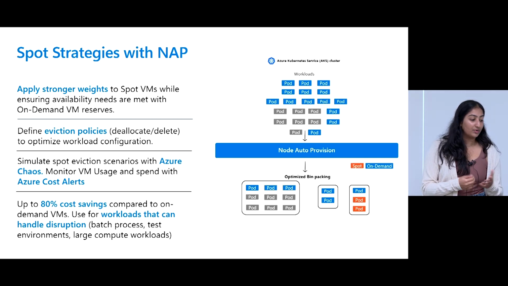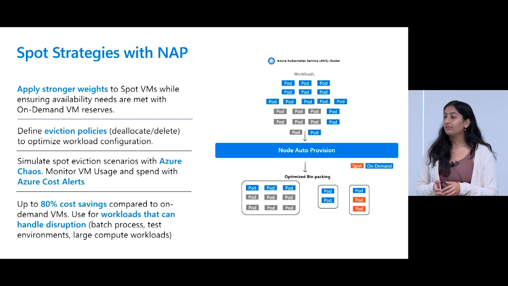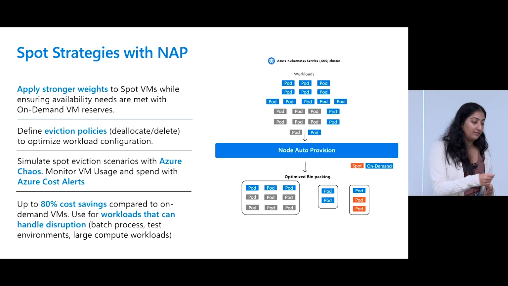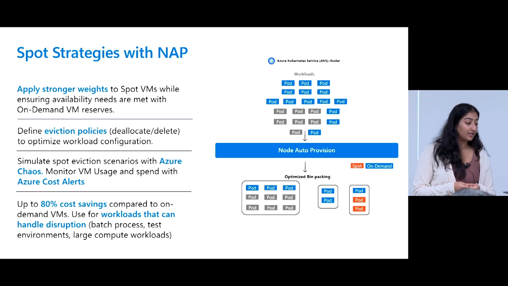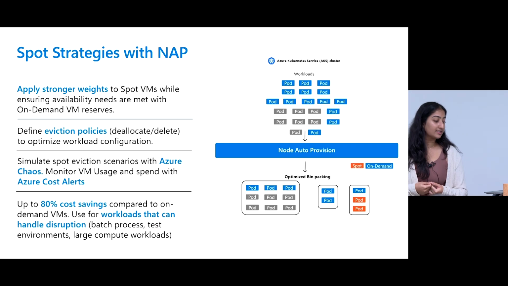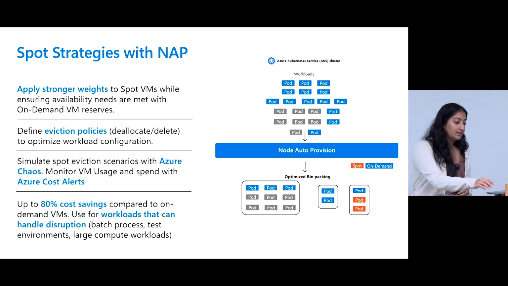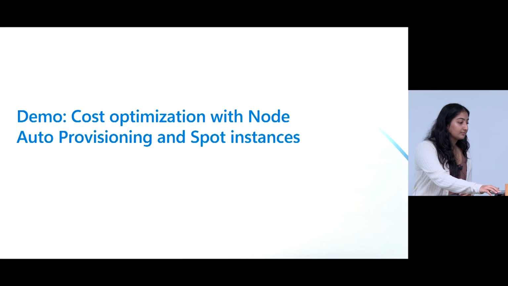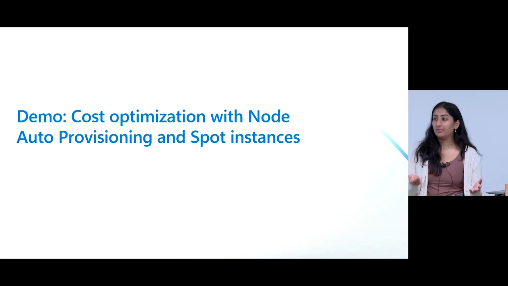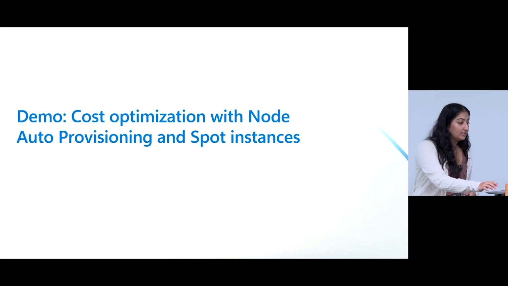You configure separate node pools for spot and on-demand capacity, and essentially prefer those spot nodes as opposed to on-demand VM nodes. So you can configure eviction policies, test spot eviction scenarios, and monitor and set cost alerts. So I'll go into a quick demo of what this would look like.